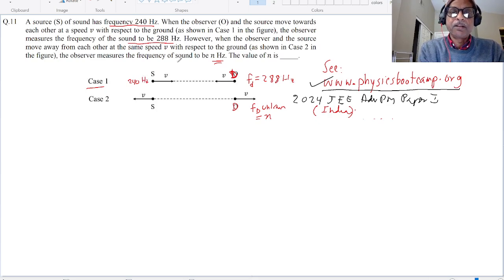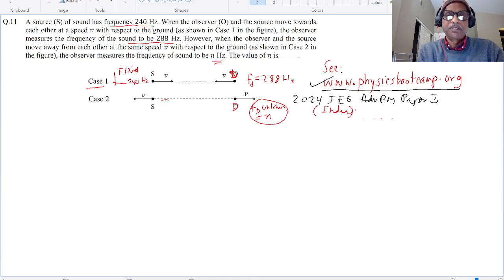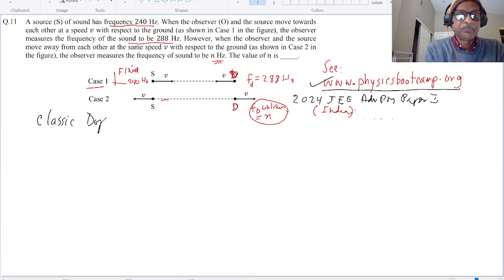But when both are moving away from each other, like in case 2, but with the same speeds as before, where the speed is with respect to some fixed frame outside of these bodies, and in the medium. So the question is, what is going to be this? Now this is a classic Doppler effect problem.